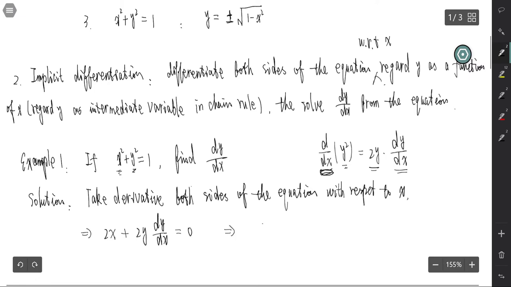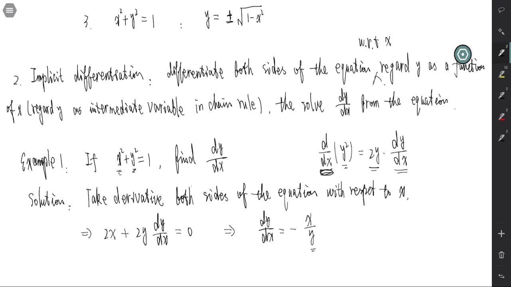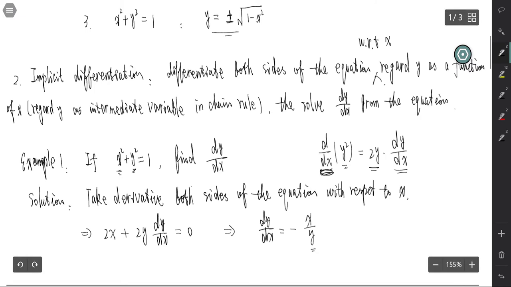Then we solve for dy over dx, that is negative x over y. Just leave y as that. We don't need to write down the explicit expression for y, because y has two expressions in terms of x. So we just leave y as that.